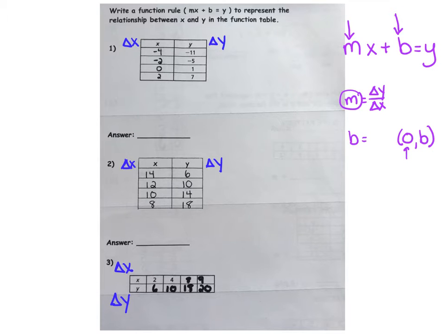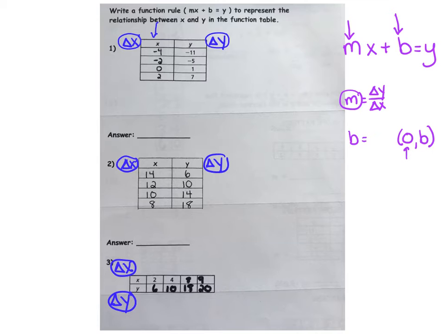Down the y side of each table, please mark that delta y. And down the x column, please mark that delta x. In each case, as we're looking at the change in y and the change in x, we're going to be very conscious of the fact, is it increasing as we move along, or is it decreasing? If it's decreasing, it's negative. If it's increasing, it's positive.